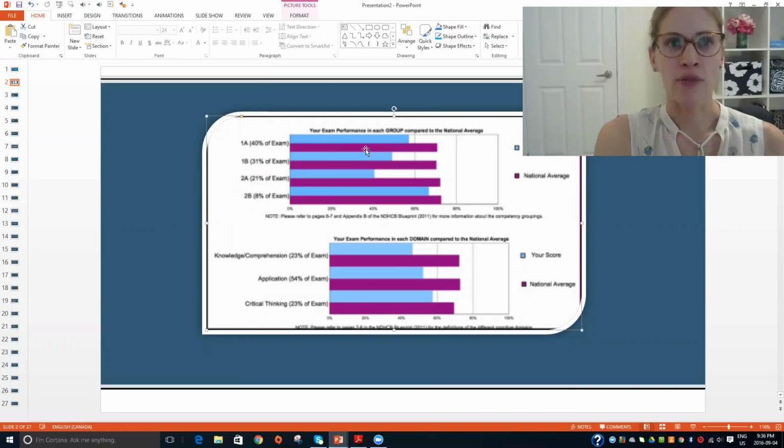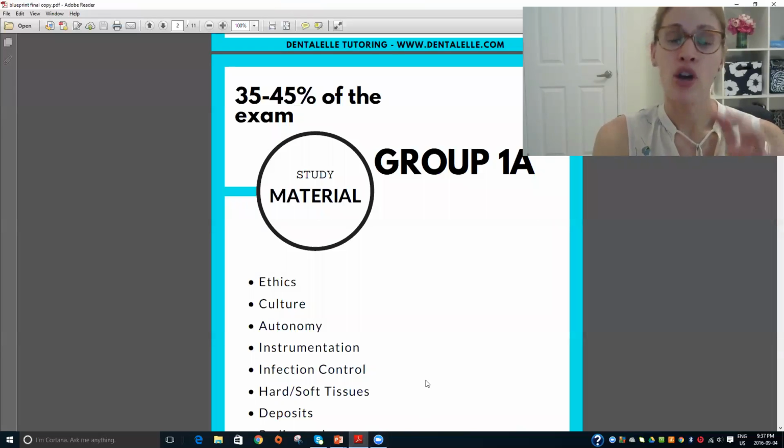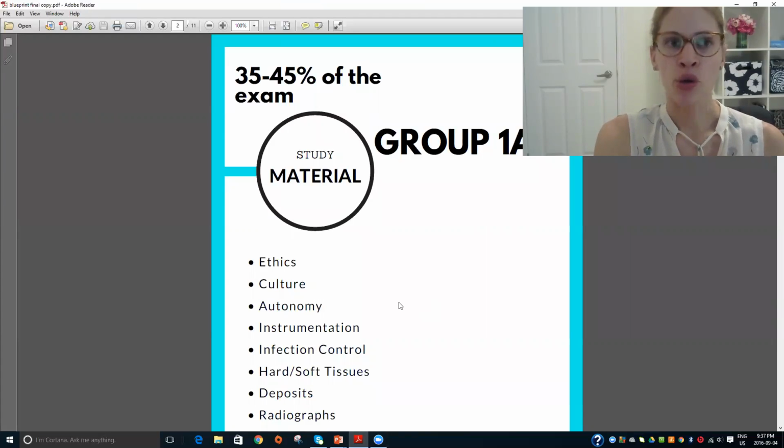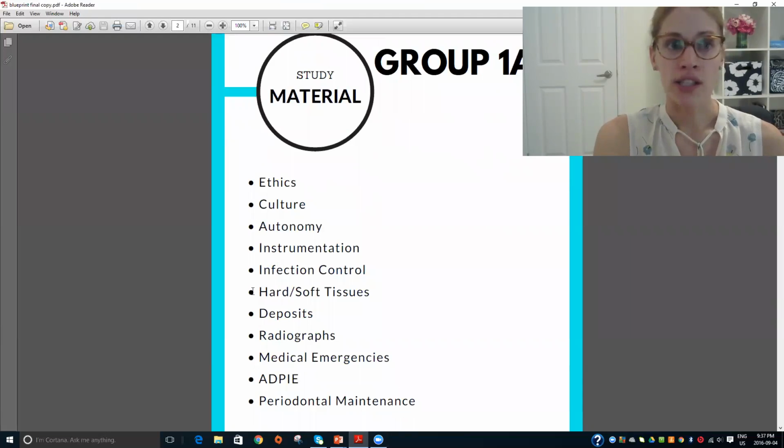So the national average is in purple and your score is in blue. Let's say 1A, this person got about, this is kind of blurry, but it looks like less than 60%. So they need to study group 1A. I took the time to look that up. I made a lot of phone calls to the committee who writes the board exams, and they told me the topics per group.